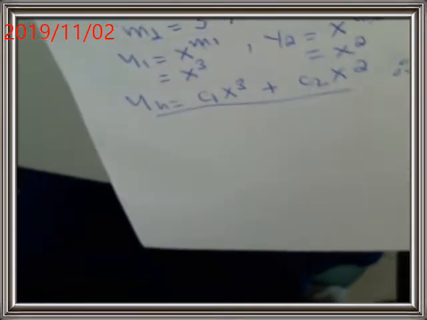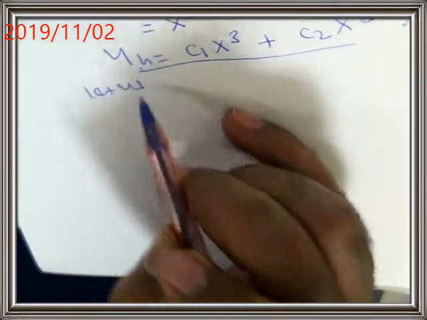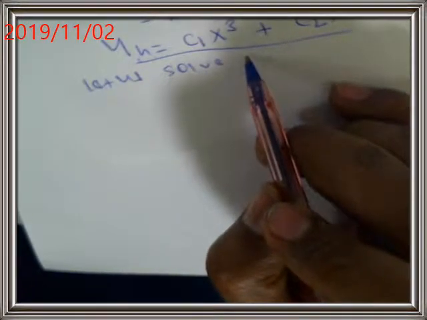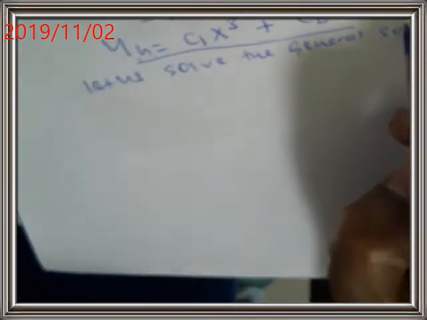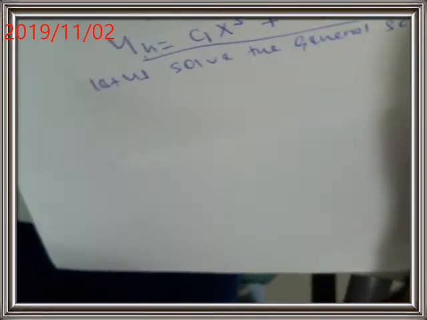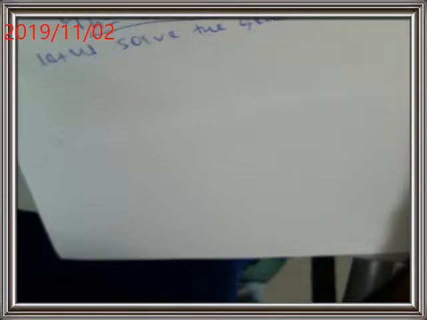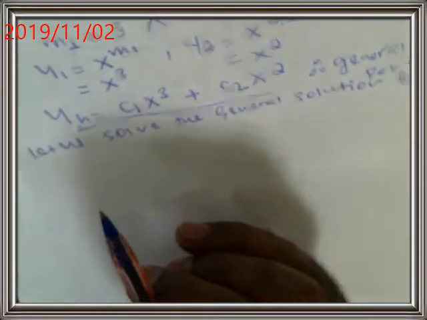Now we have the solution for the homogeneous part, YH. How about the particular solution? Now let us solve for the general solution for the particular.